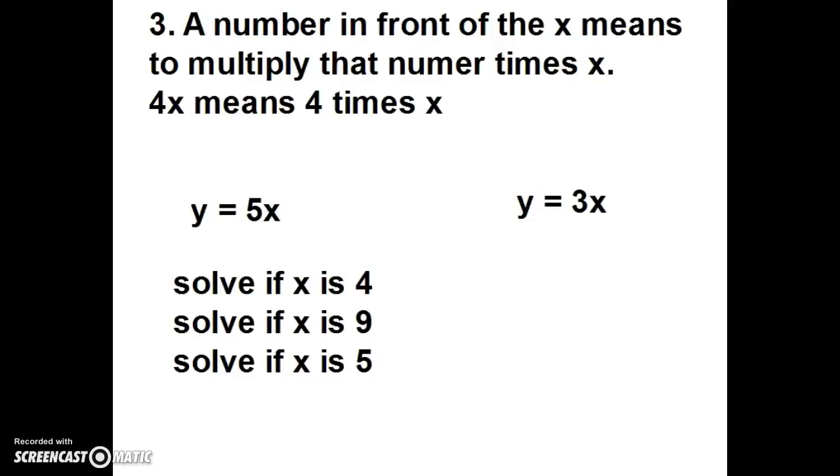A number in front of the x means to multiply that number times the x. 4x means 4 times x. So if this says y equals 5x, and I'm supposed to solve if x equals 4, that means I'm going to put 5 times 4, which equals 20. Try this one over. Y equals 3x, solve if x equals 9. That means I'm going to put a 9 in there, so I have 3 times 9, which equals 27.